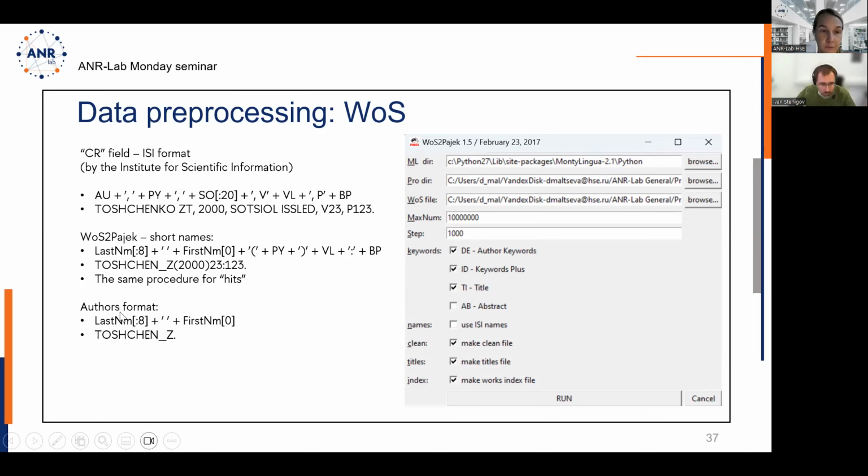And also authors' names are written in some special format, and it allows us to reduce the cases when different authors, or the same authors and the same works, will be written differently. So this is the way WOS deals with this problem.